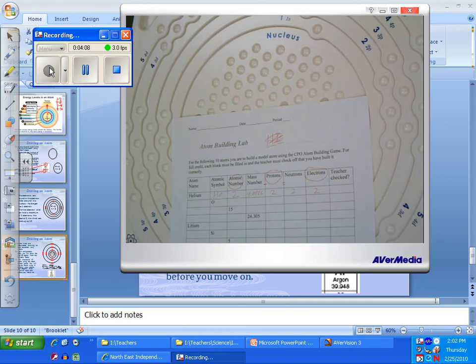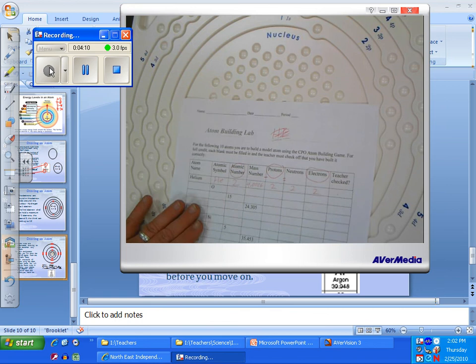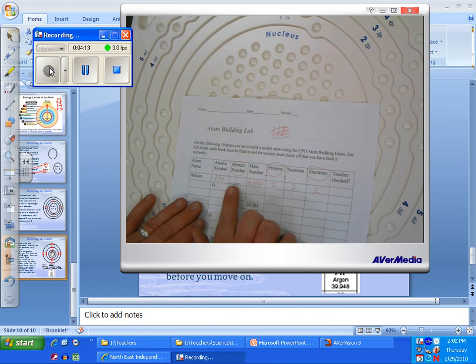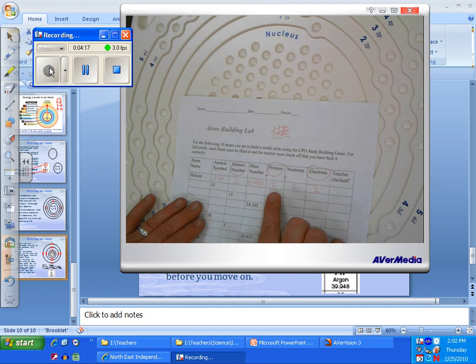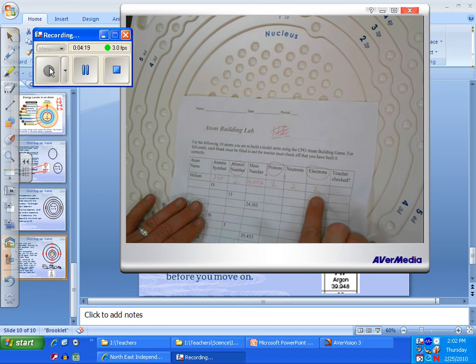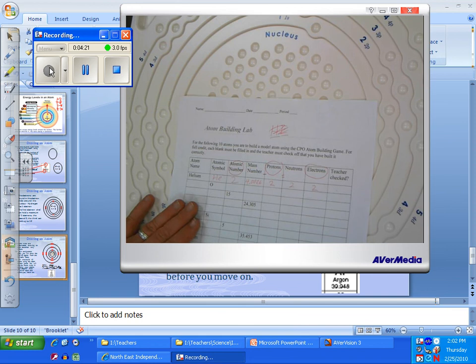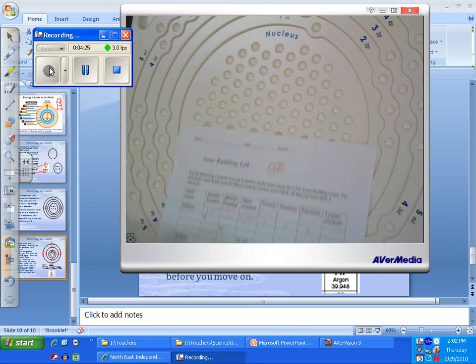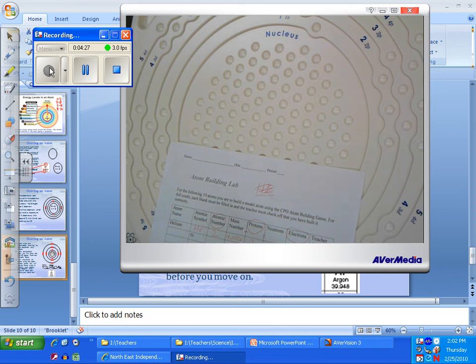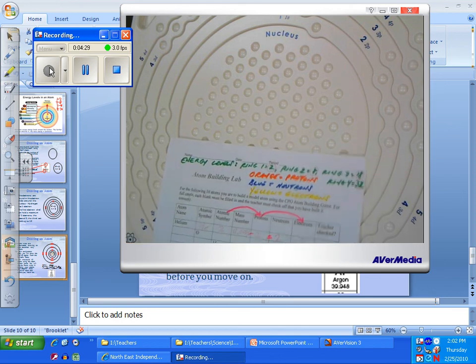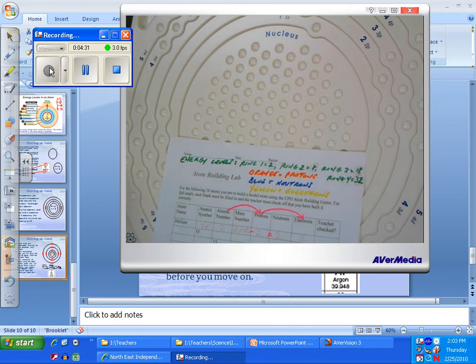Okay, now we've done the first part, which was filling in that first line. Helium, atomic number was 2, mass number 4.0026, protons 2, neutrons 2, electrons 2. Now, the next stage we got to do is build the atom. I had y'all a moment ago write down what the colors were. So we got protons, we got neutrons, and we got electrons.